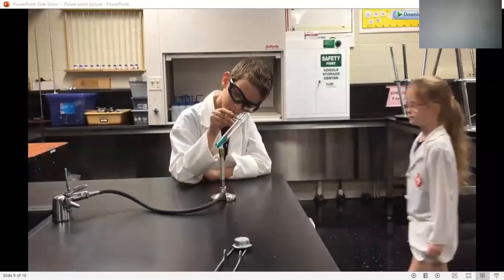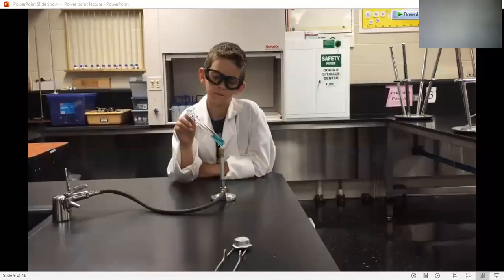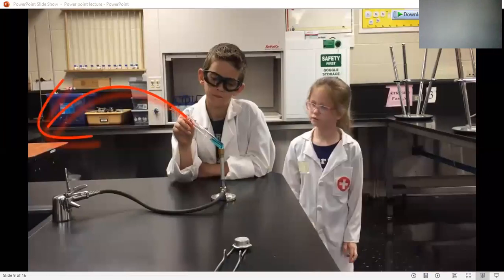When heating a liquid in a test tube over a burner, be careful, because hot liquid may shoot out of the open end of the test tube. Never aim the open end of the test tube at anyone. Always aim the open end of the tube towards a wall.